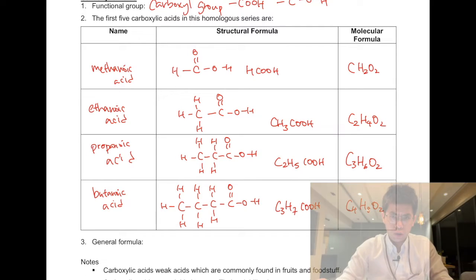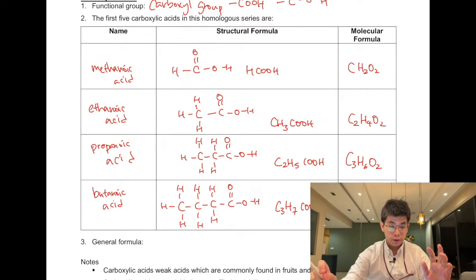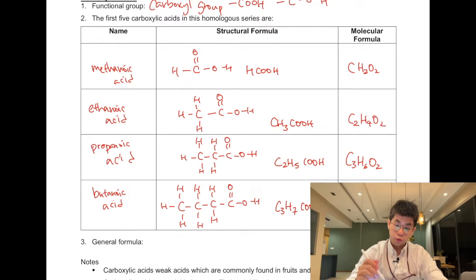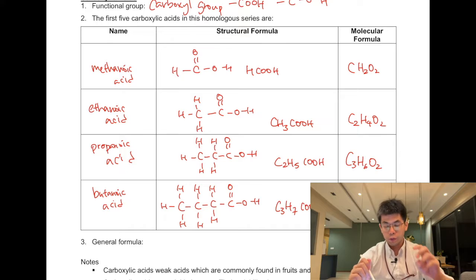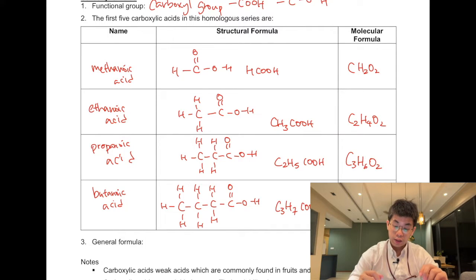Okay, so you should have drawn all of the different structures for the acids, and just be careful that methanoic acid is 1, so there must be only 1 carbon. Ethanoic acid is 2, so there must be only 2 carbons. Propanoic acid is 3, so there must be 1, 2, 3, and so on and so forth. Just be careful about that. And then these are the structures.